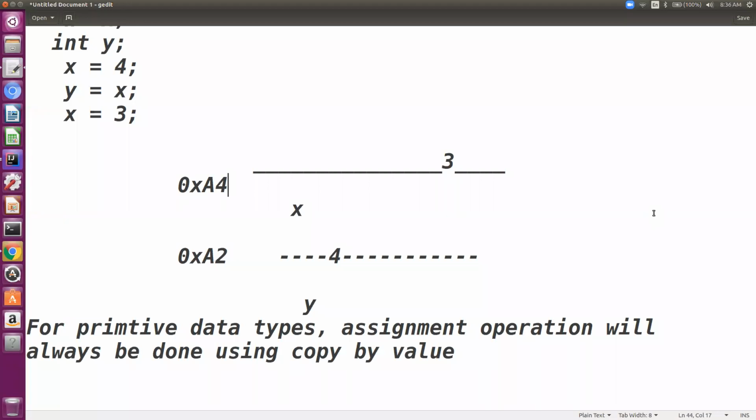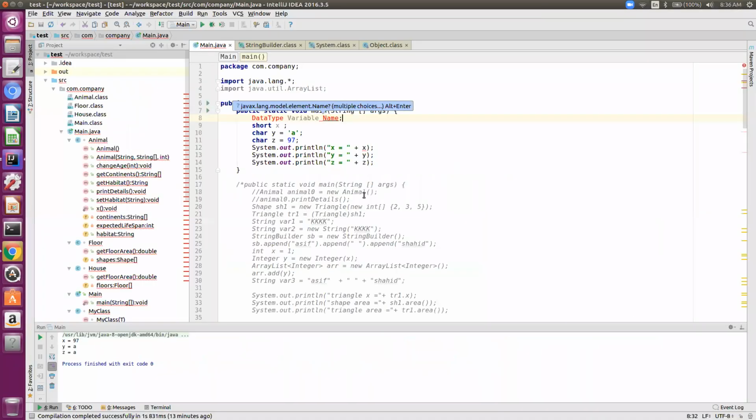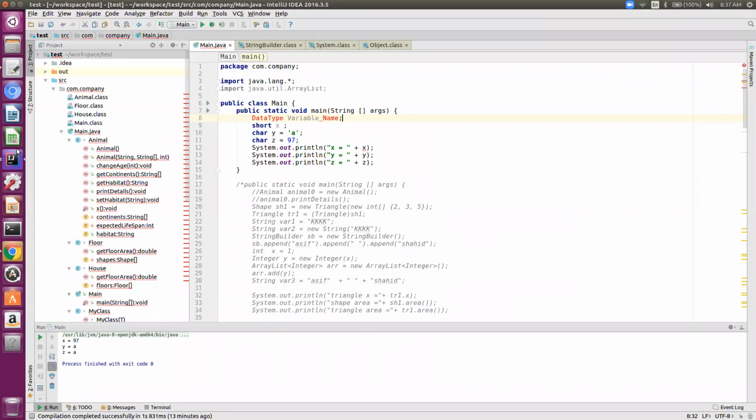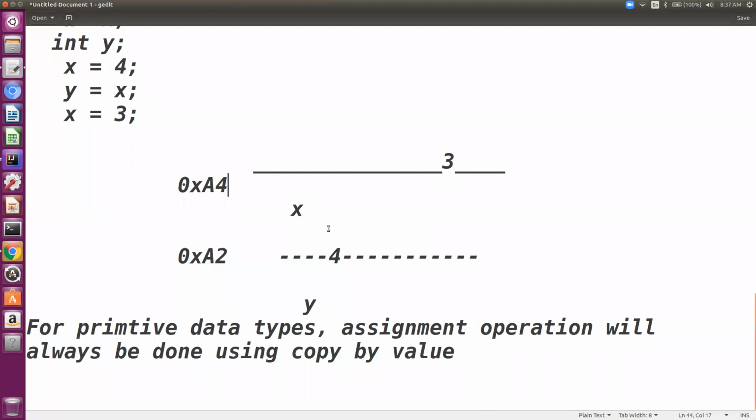Okay. Now, let's write a small program. Sorry, any question? Yeah, go ahead. Tell me. You have written 0A1 and 0A4, and I didn't understand that part.